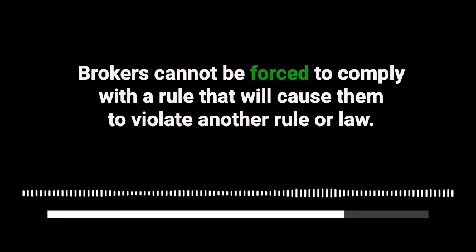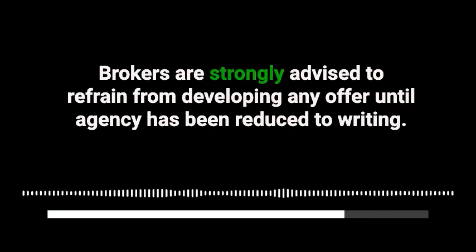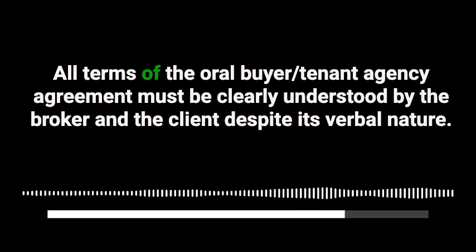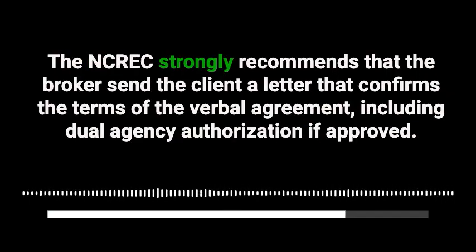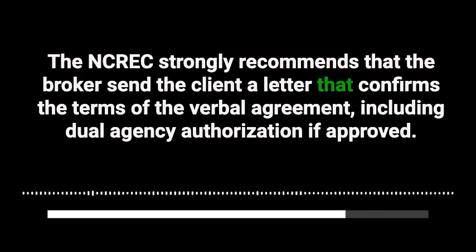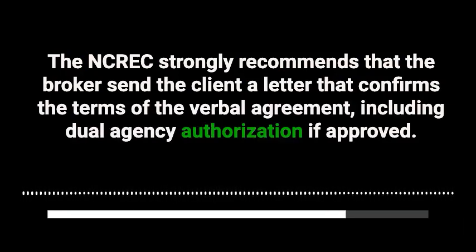Brokers cannot be forced to comply with a rule that will cause them to violate another rule or law. Brokers are strongly advised to refrain from developing any offer until agency has been reduced to writing. All terms of the oral buyer-tenant agency agreement must be clearly understood by the broker and the client despite its verbal nature. The NCREC strongly recommends that the broker send the client a letter that confirms the terms of the verbal agreement, including dual agency authorization if approved.